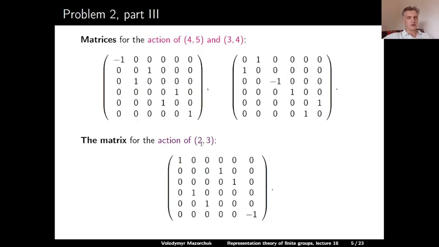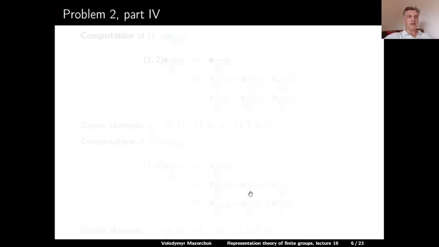So the matrix for (2, 3) is 1 on the first diagonal, then we swap the second and the fourth basis vectors, and we swap the third and the fifth basis vectors, and the last basis vector has minus 1. Okay, so the only complicated case is the computation for the elementary transposition (1, 2).